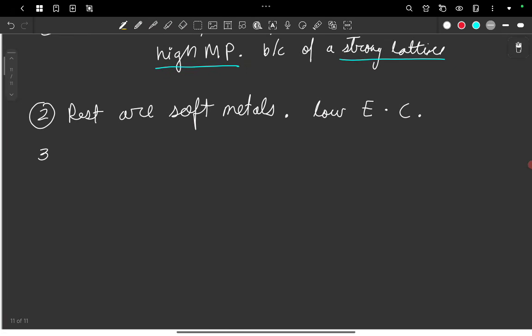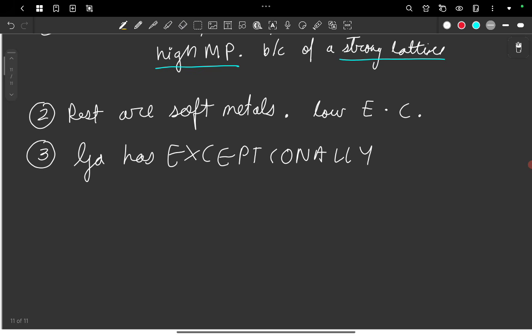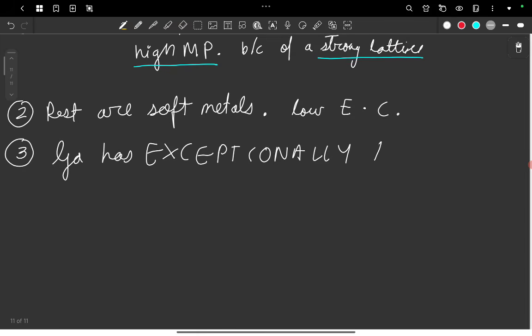Now there's another point here. Gallium has exceptionally low melting point. Why is that? We are not going to dive into it because the NCERT does not mention it. But I'll just give a small reason. It has a low melting point because it does not have a very strong lattice and it exists as diatomic molecules.